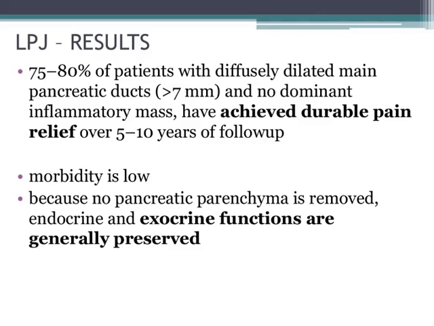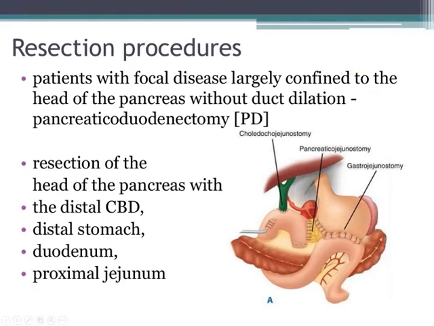75–80% of patients with diffusely dilated main pancreatic duct and no dominant inflammatory mass have achieved durable pain relief over 5–10 years of follow-up. Morbidity is low. Because no pancreatic parenchyma is removed, endocrine and exocrine function are generally preserved. On this slide you can see how the resection procedure for the pancreas looks.